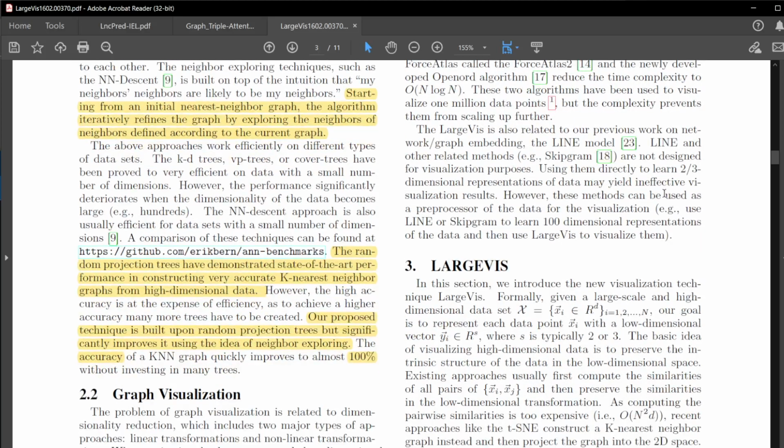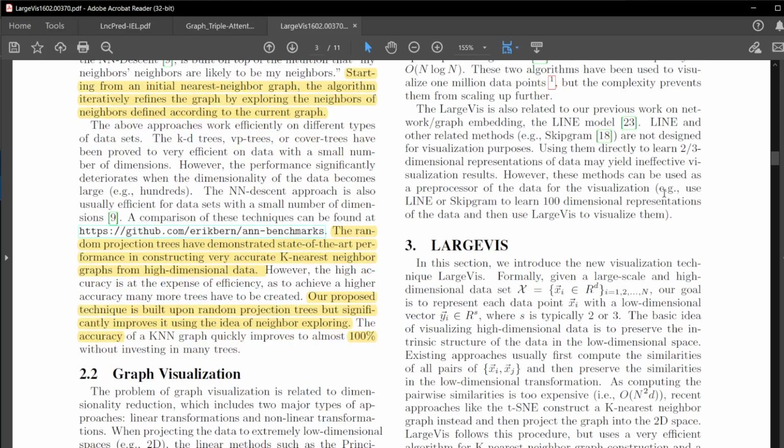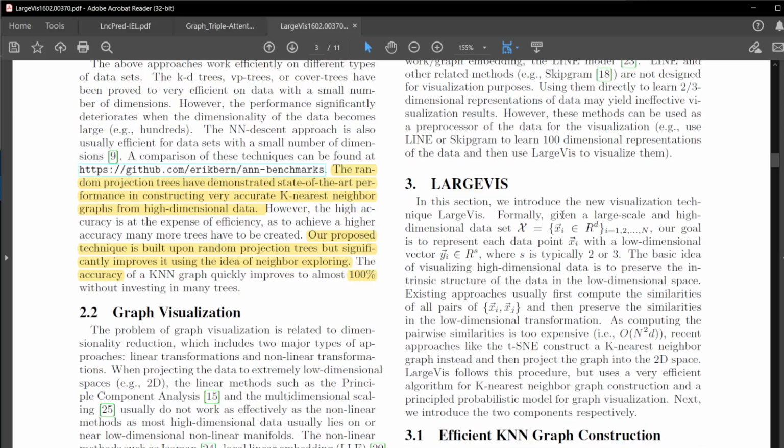3. LargeVis. In this section, we introduce the new visualization technique LargeVis. Formally, given a large-scale and high-dimensional data set X = {x_i ∈ R^d}, i = 1, 2, ..., n, our goal is to represent each data point x_i with a low-dimensional vector y_i ∈ R^s, where s is typically 2 or 3.